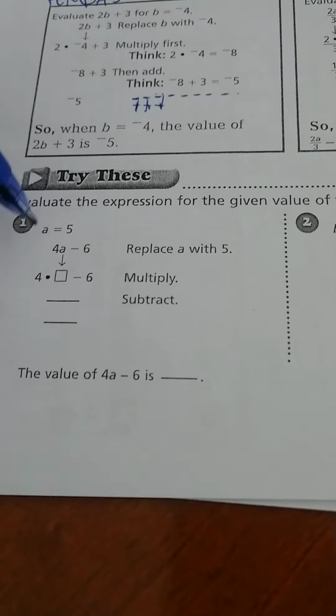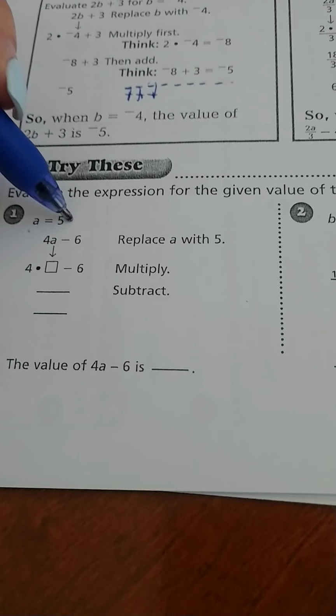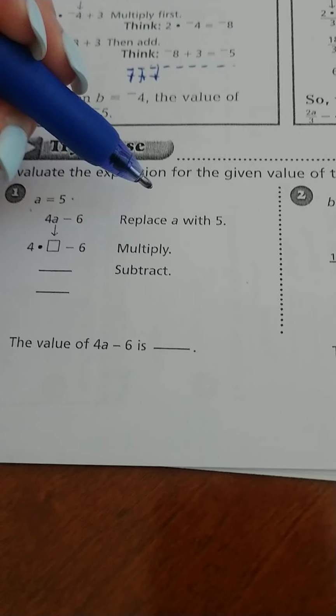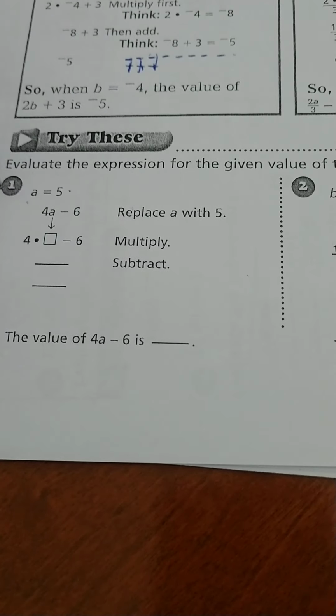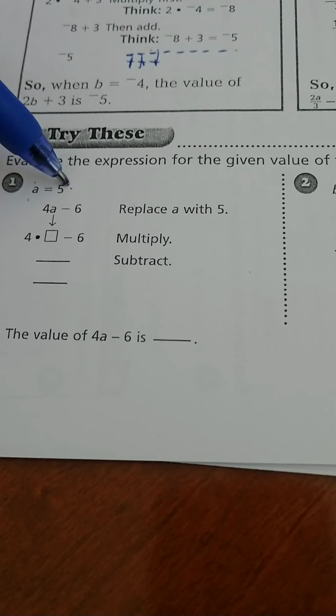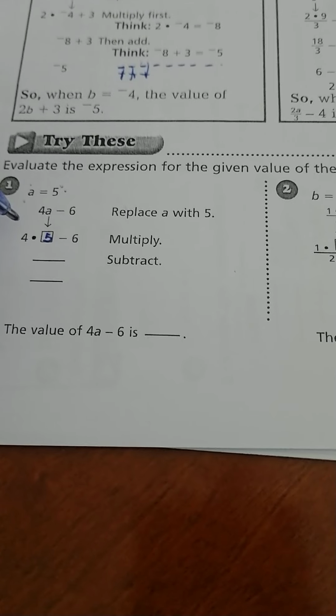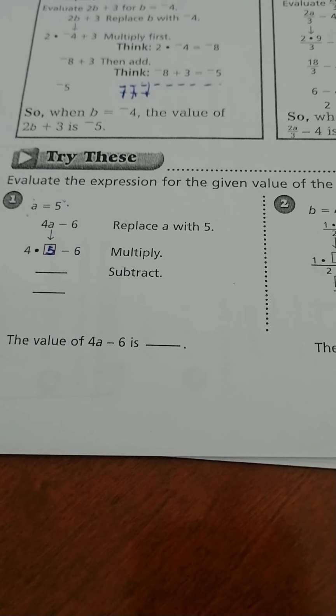So if we come down here and we try it, all it's saying is evaluate the expression for the given value of the variable. We have to write each step. So if we look at number 1, it's saying a equals 5. We have 4 times a minus 6. So we're going to replace a with 5 because, again, a equals 5. So if we plug it in, we're just going to put 5 in this box. And then we do our PEMDAS, our order of operations.